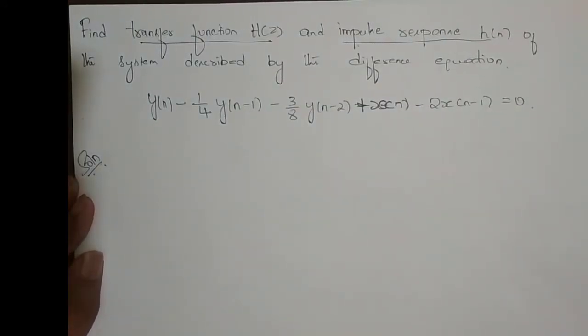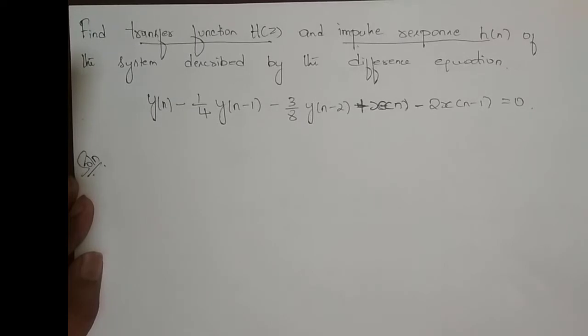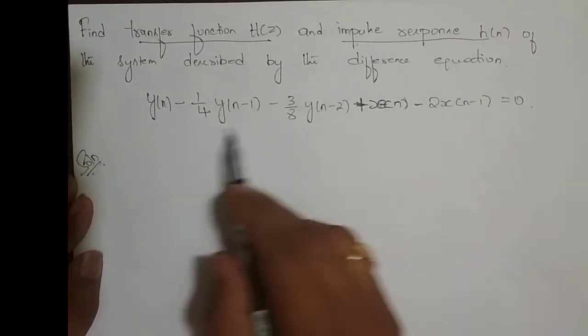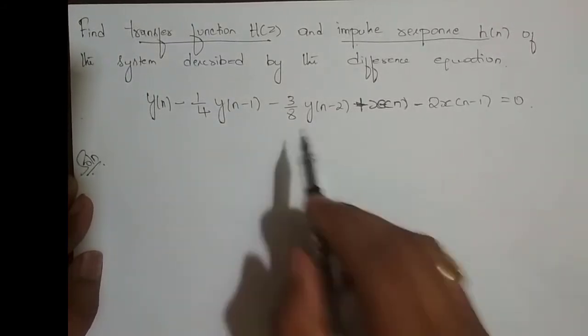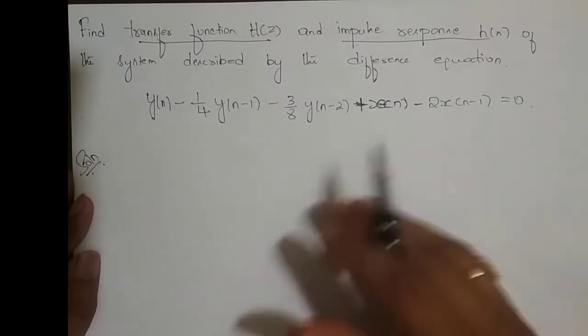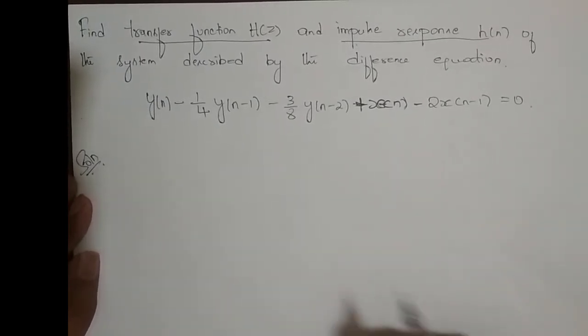So in the previous problem, they used to give us input x(n) and output y(n), and they used to ask us to find the system function. Here we don't have it in terms of input and output, but in terms of a difference equation. So how do we solve this if it is in terms of a difference equation? We'll try to solve it.